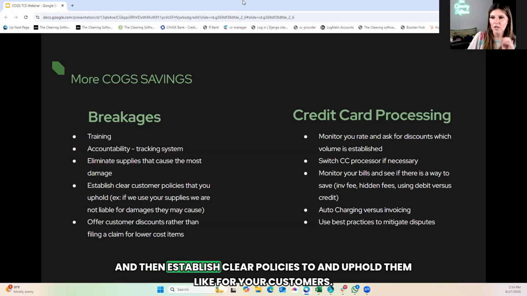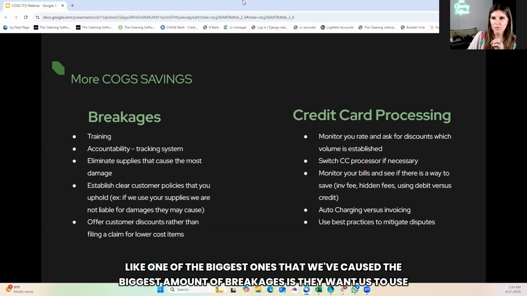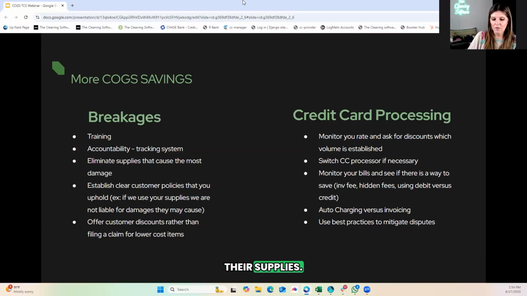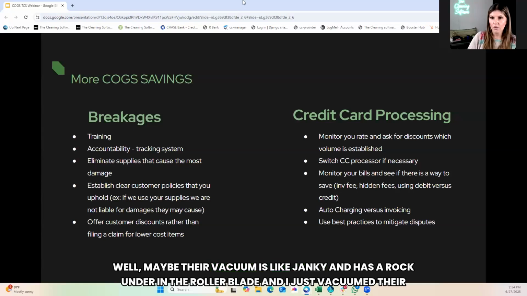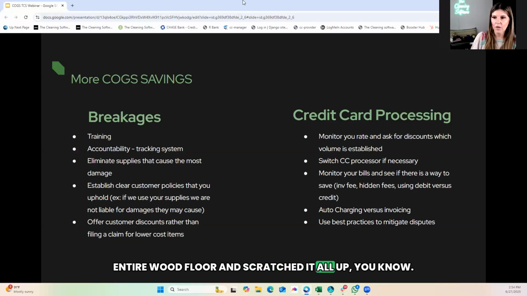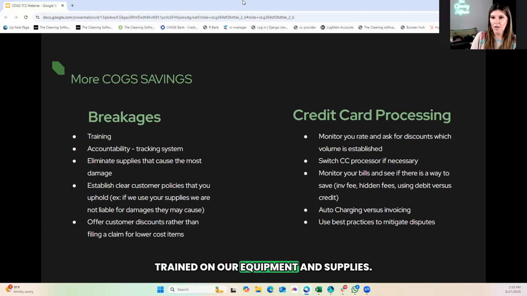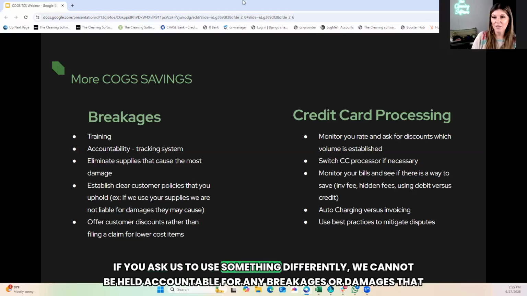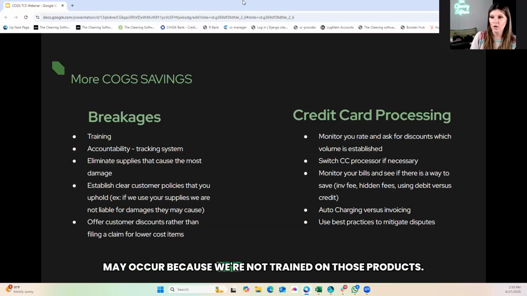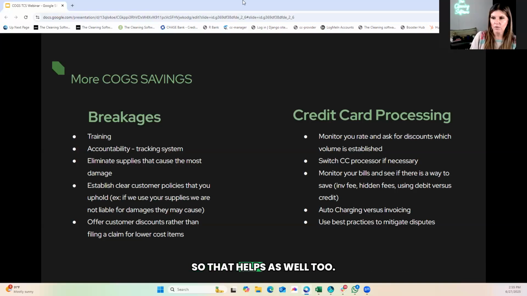And then establish clear policies and uphold them for your customers. One of the biggest causes of breakages is they want us to use their supplies. Well, maybe their vacuum is janky and has a rock in the roller blade, and I just vacuumed their entire wood floor and scratched it all up. So we have set customer policies and procedures that say we are trained on our equipment and supplies. If you ask us to use something differently, we cannot be held accountable for any breakages or damages that may occur because we're not trained on those products. So that helps as well.